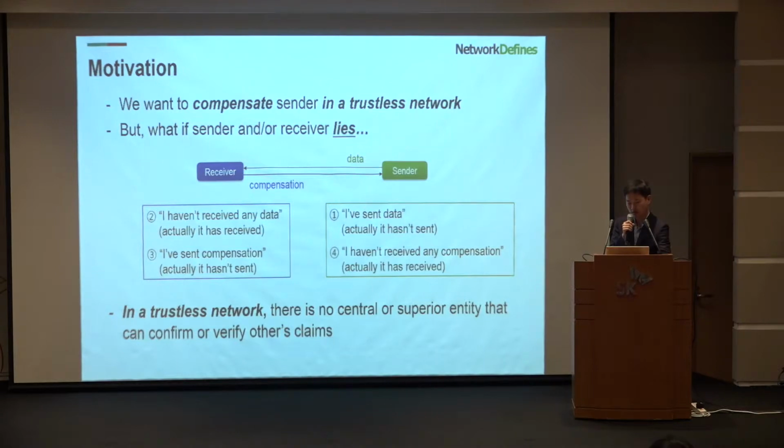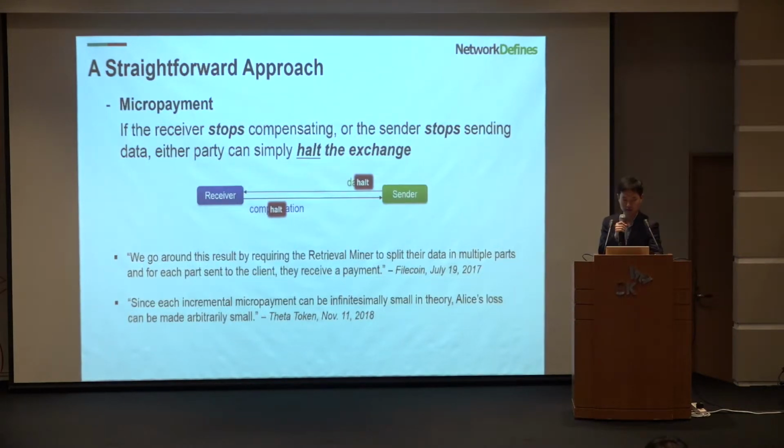In a trustless network, there is no central entity or superior entity, or maybe a global reputation system, that can confirm or verify others' claims. So this is the motivation and the baseline of our proof of delivery mechanism.